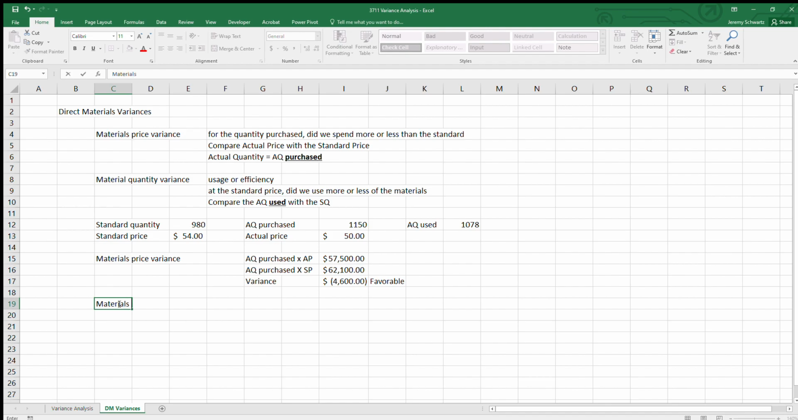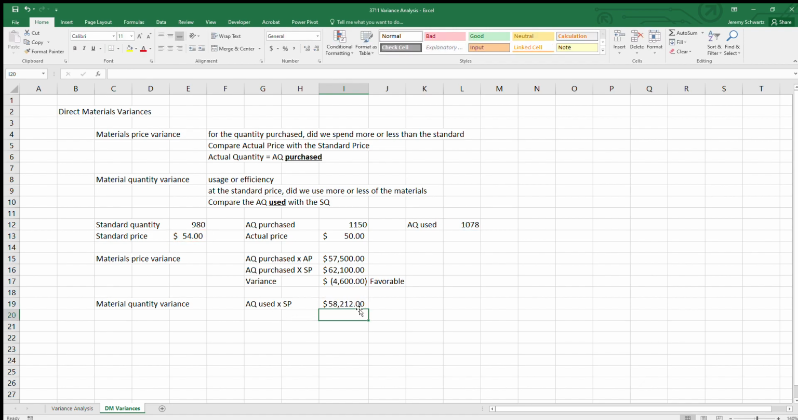So as promised, we are going to look at the material quantity variance, and even I will not always link back as we should. So for the material quantity variance, we'll be looking at the actual quantity used, and then multiplying that by our standard price. The actual quantity used was 1078, multiplied by our standard price of $54.